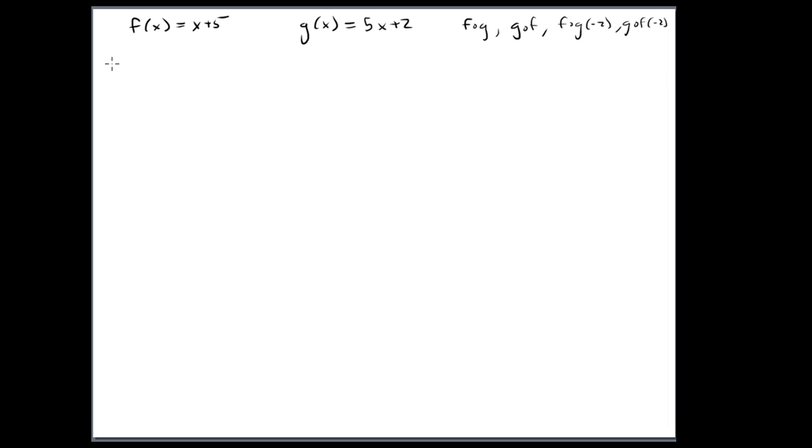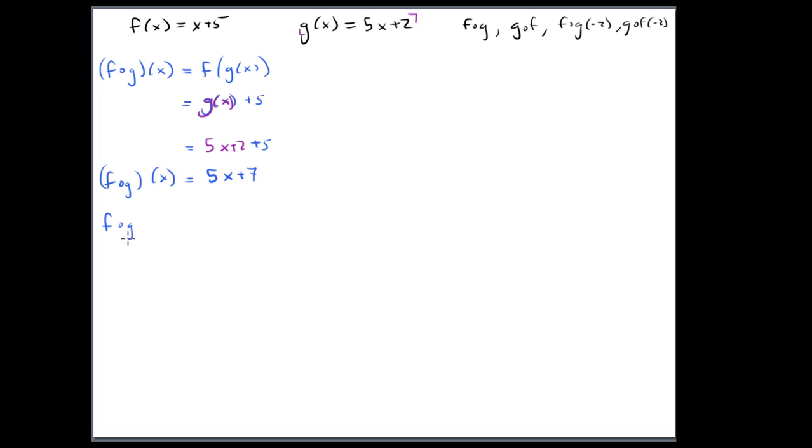So let's start by finding f composed with g of x, which is f of g of x. So f of x is equal to x plus 5. So f of g of x is g of x plus 5. And I'm going to replace g of x with 5x plus 2. So that's going to be 5x plus 2 plus 5. So this is 5x plus 7. That's f of g of x.